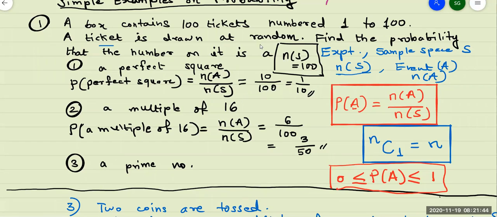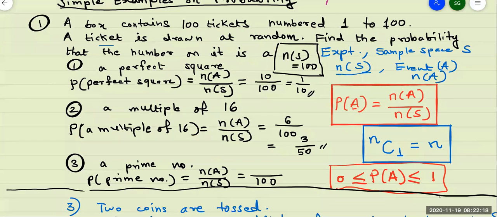Now the third question is about a prime number. You have to find the probability that the number on it, when a ticket is drawn, is a prime number. The probability that you have a prime number is, again by the definition, Na upon Ns, and the denominator is going to be 100. Now the question is, how many prime numbers are there from 1 to 100?